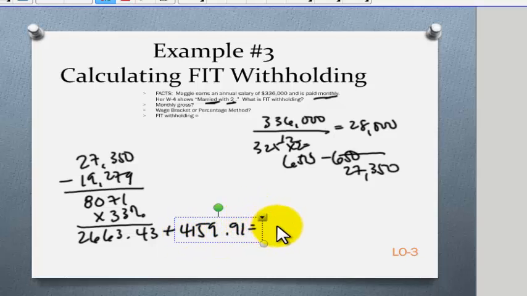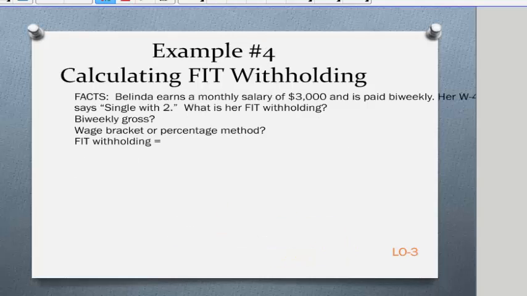And so therefore her total tax is going to be $68,23.34. Okay? So that's how you would calculate her federal income tax. Okay? Let's do another one. I think this one we're going to be back on the wage brackets.